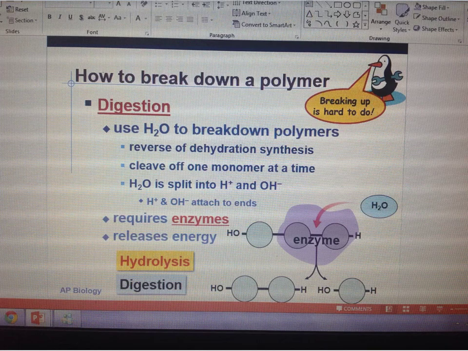So literally as you're adding this water, the H plus is kind of waiting to attach to this molecule right here. And the OH minus, or the hydroxyl group, is waiting to attach to this molecule right here. So when the enzyme breaks the bond and creates that space, there goes your hydrogen and there goes your OH. And now we have the monomer being cleaved off or broken off.